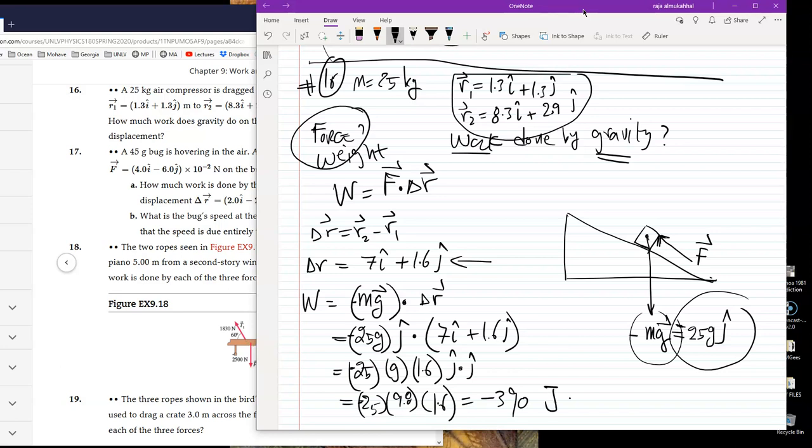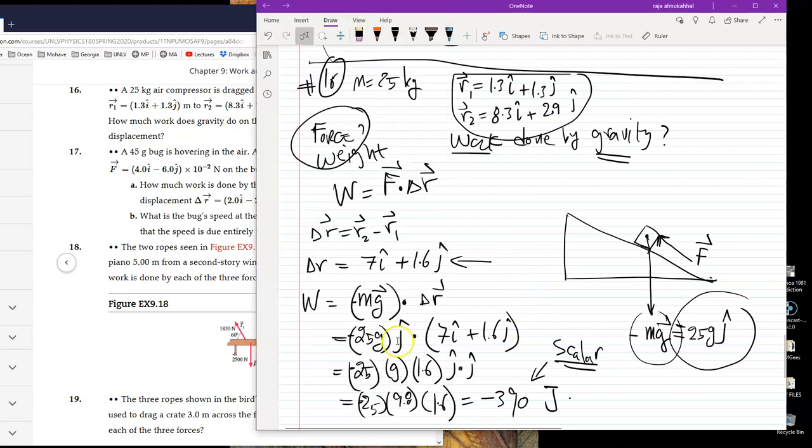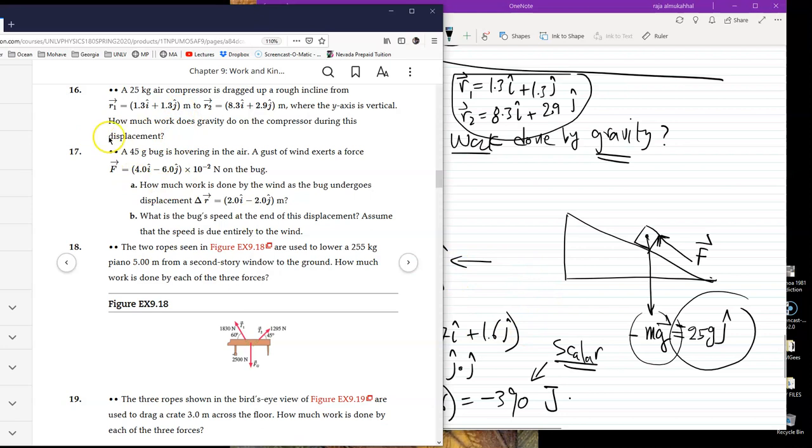Of course, it's a scalar value. The dot product always produces a scalar value. And there we go. This is how much work. He said, how much work does gravity do? I mean, how much work is done by the weight during this displacement? The word displacement is basically delta R. You just take the two vectors and get their difference. You know what I mean?